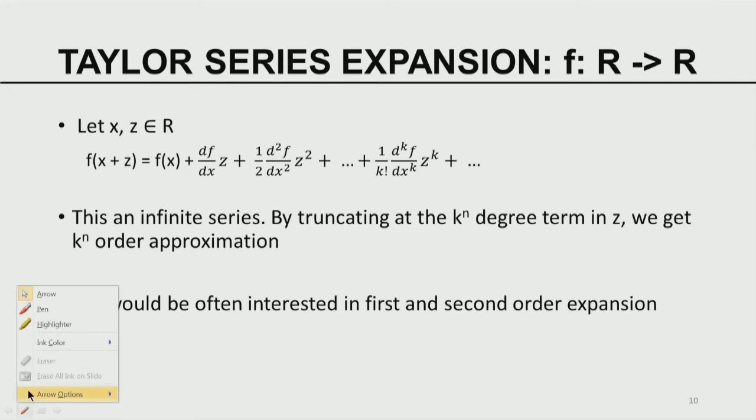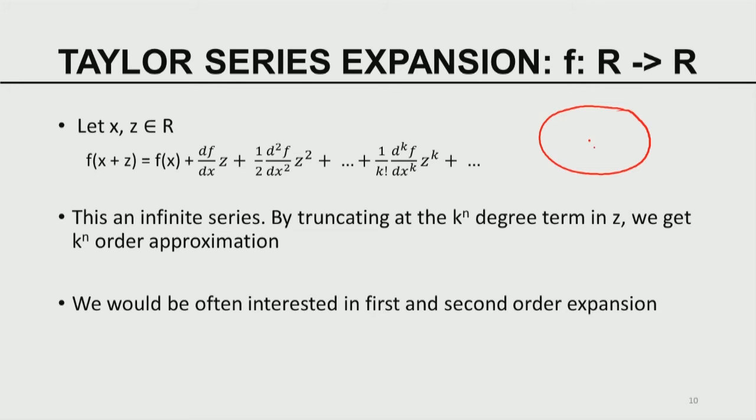The basic idea is as follows. If I have a domain, if I have a point x, if I know f of x and the derivatives at the point x, and if I am given a point very close by, x plus z, where z is small, how can I infer the value of the function at x plus z given the value of the function and its derivatives at the point x? That is the question Taylor answered.